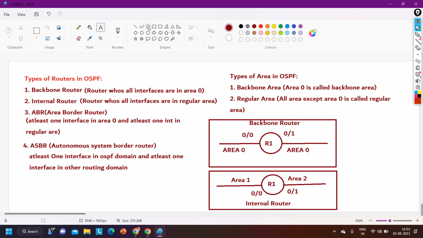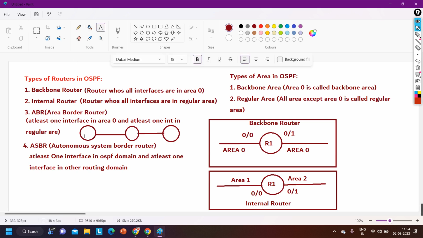If I will give you the example of ABR router first. So see, let's say here I have one router R1, R2 and R3.